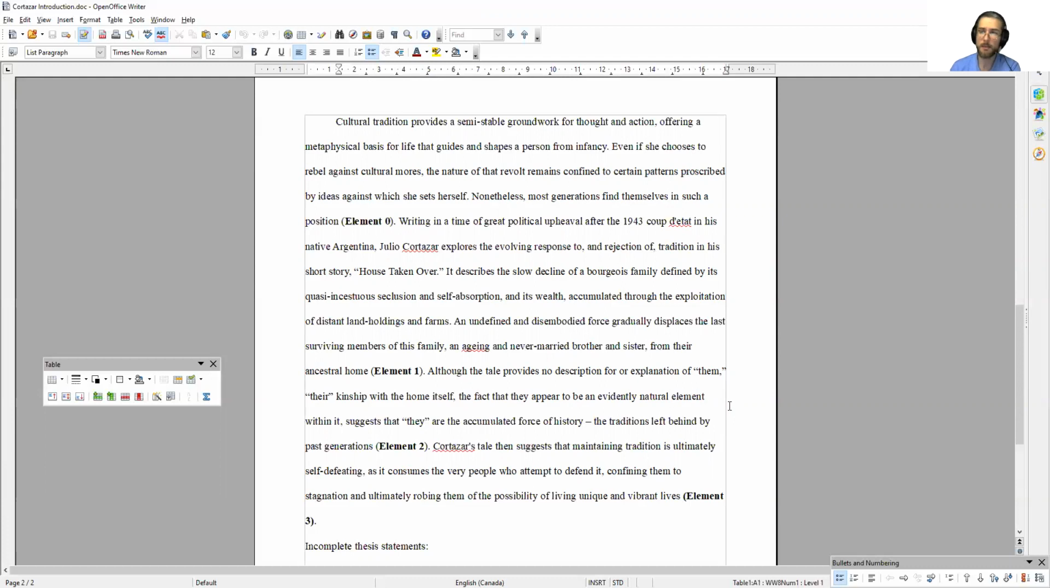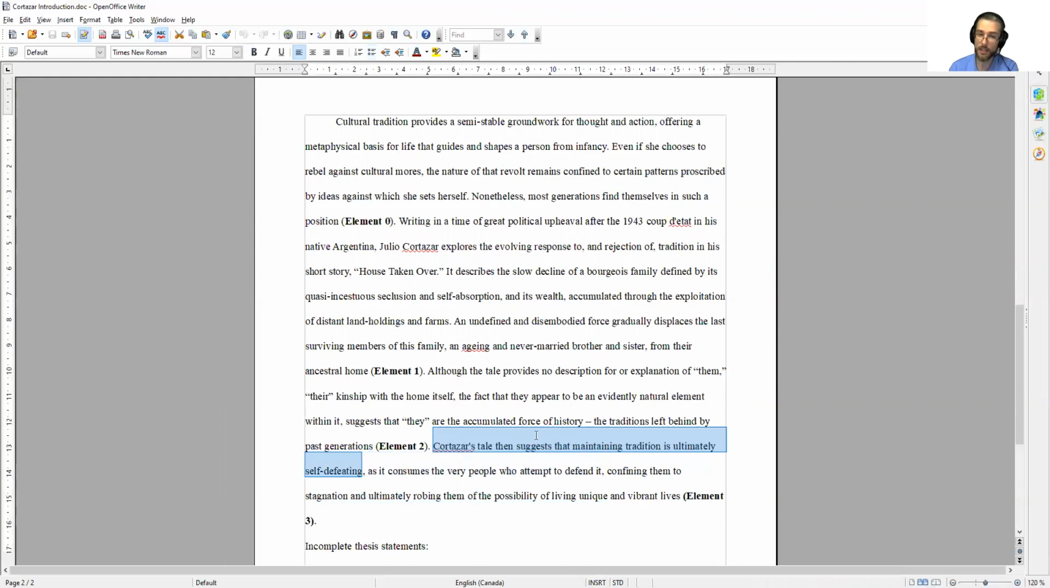Now, that thesis is a bit of a mouthful. It works, it's great, there's a lot of meat there for you to develop a full essay. But if you were writing an essay of your own, you could leave it at probably this. Cortázar's tale then suggests that maintaining traditions is ultimately self-defeating. That would be an acceptable thesis, but I would still want you to take it one step further by including a reason why.